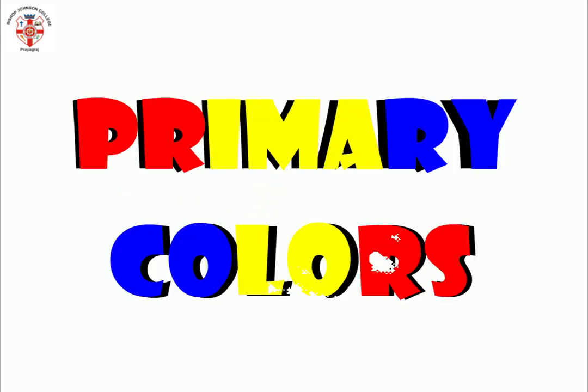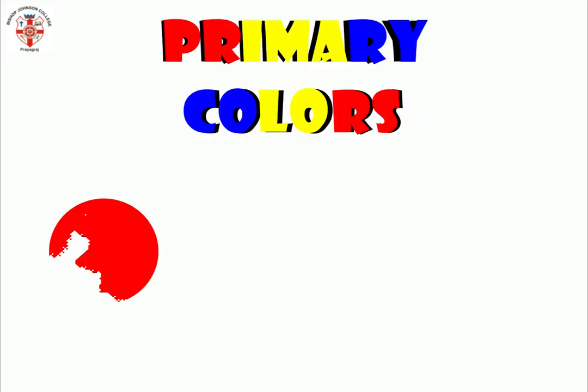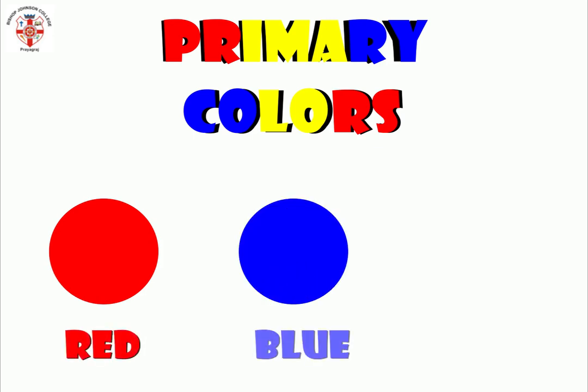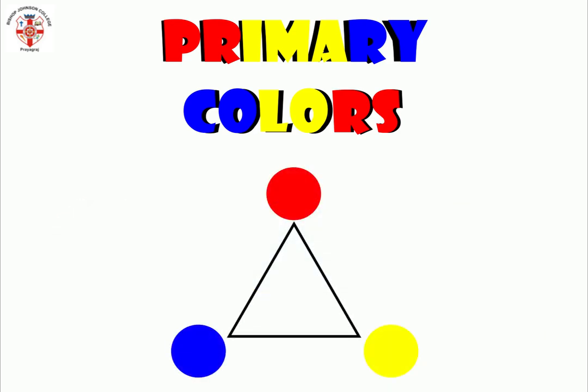First, let's learn about primary colors. Primary colors are a set of three colors: red, blue, and yellow. All other colors can be created by mixing these in different ways.